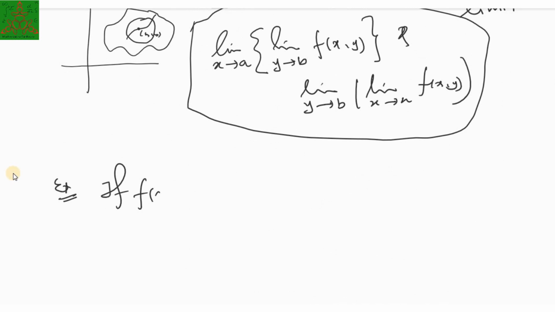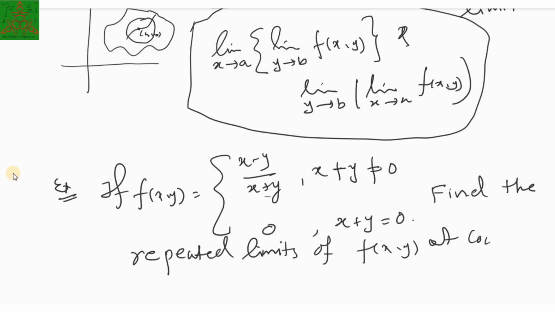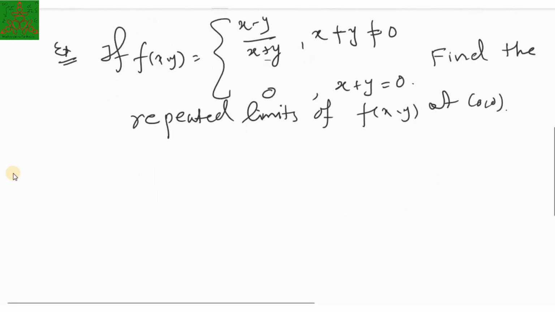If f of (x, y) is equal to (x minus y) upon (x plus y), where x plus y is not equal to 0, because this function exists only when the denominator is nonzero. That is the domain of the function, the set of all (x, y) where x plus y is non-zero, and let's say it is 0 if x plus y is 0. So the question is, find the repeated limits at the point (0, 0).